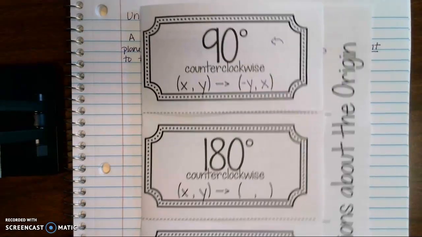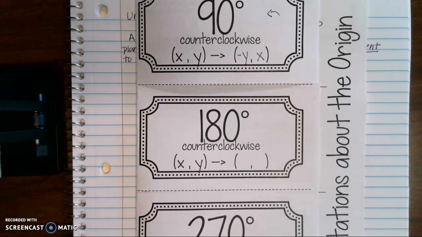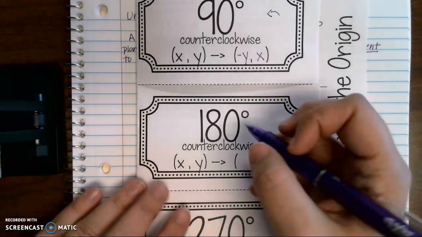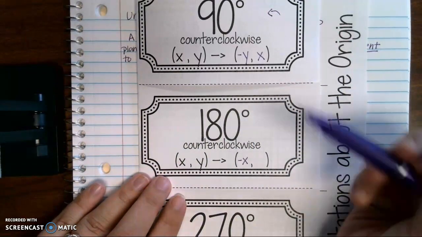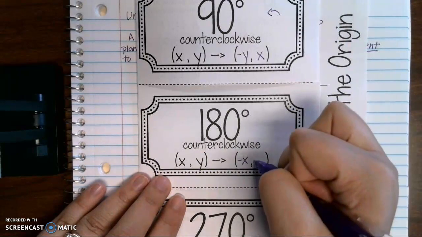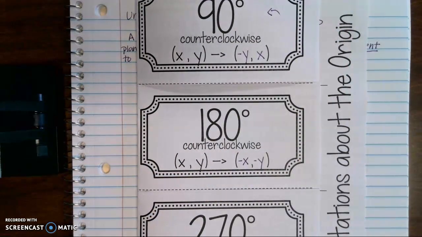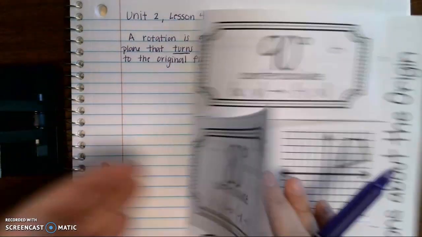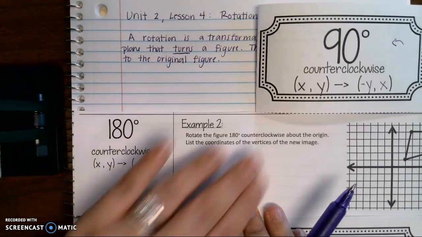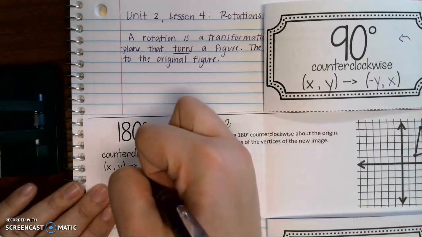Go ahead and close my 90 degrees counterclockwise and go into 180 degrees. 180 degrees, it doesn't matter if you're turning counterclockwise or clockwise, because you'll get to the same thing. And on this rotation, it changes from a positive x, positive y, to the opposite of x, the opposite of y. So we're going to take both of our coordinates and multiply them by -1 to turn them to the opposite. We're going to go ahead and open this middle flap. We're going to write our rule down again.